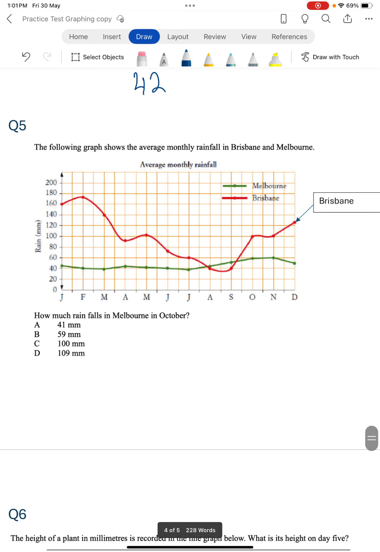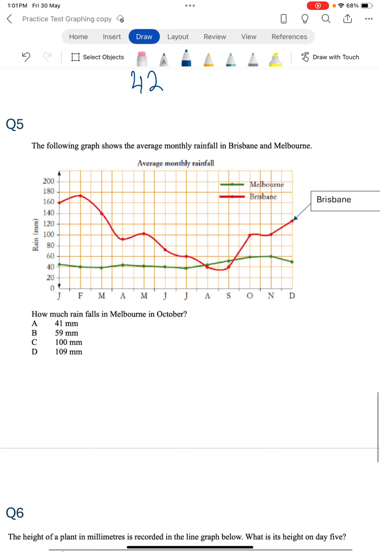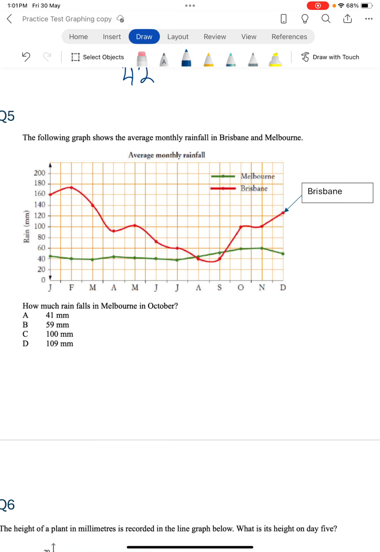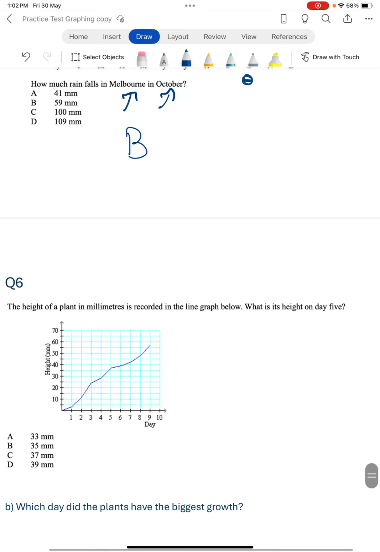All right, second last question. The following graph shows the average monthly rainfall in Brisbane and Melbourne. Obviously, it's in colour on this video, but for you guys, it was black and white, so I added that so it was clear. So we're looking at Brisbane and Melbourne there. The question only asks about Melbourne in October, which is over here. Melbourne is the green line, so we go up to the green line, which brings us across to 60, pretty much anyway. So it's roughly 60 mils, or my answer would be B from those multiple choice there.